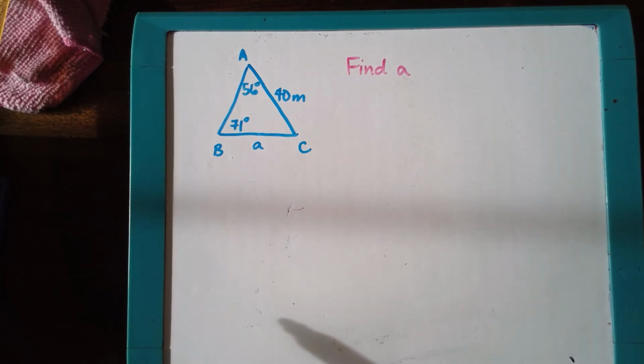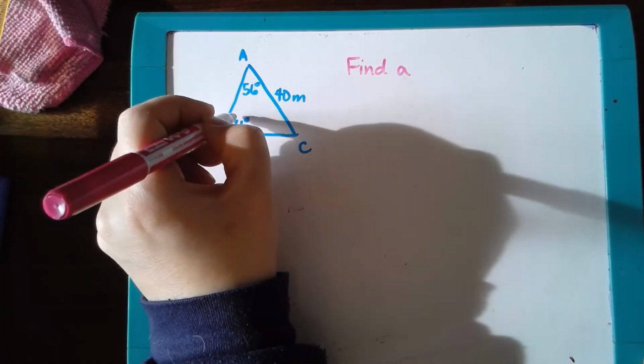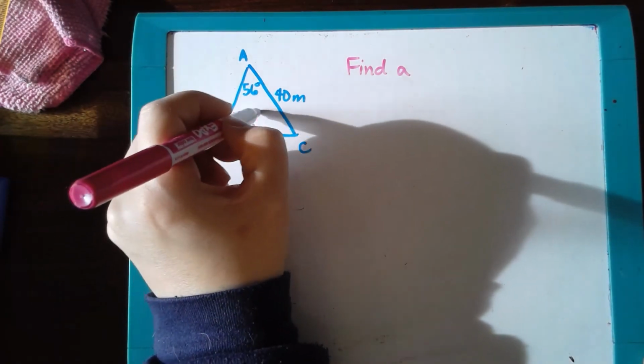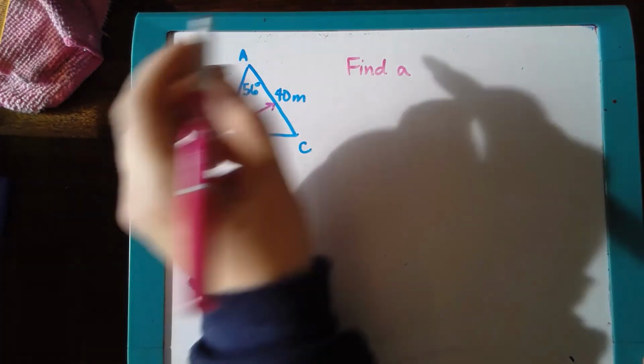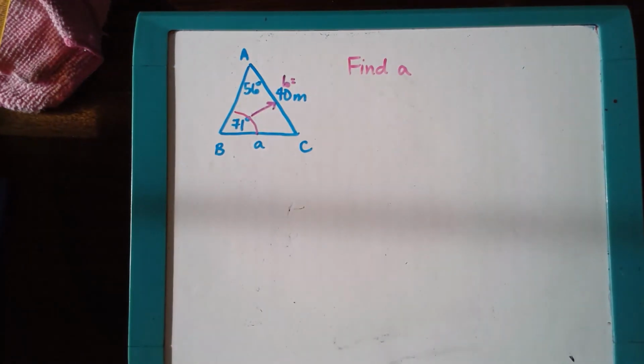Can we use sine law for this one? Well, we can, because we have this angle here. We have angle B and we have little b. So this is little b. Remember, little b is opposite of angle B. Because we have that known pair, we can use sine law. We have enough information to use sine law.